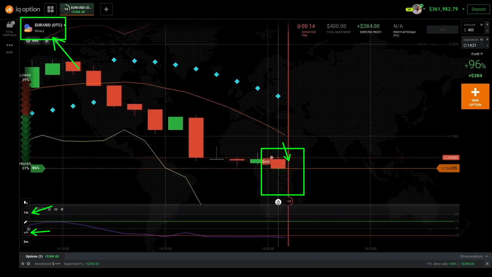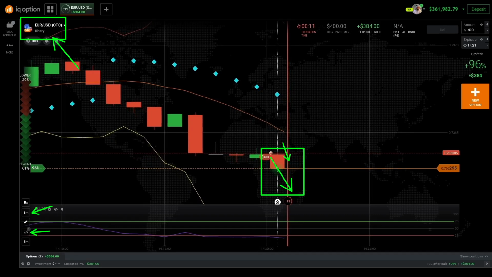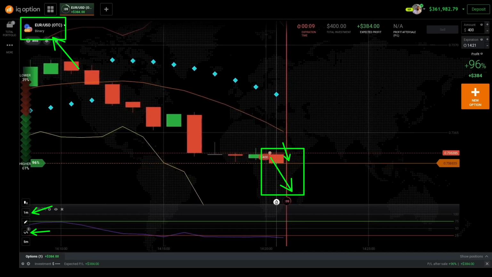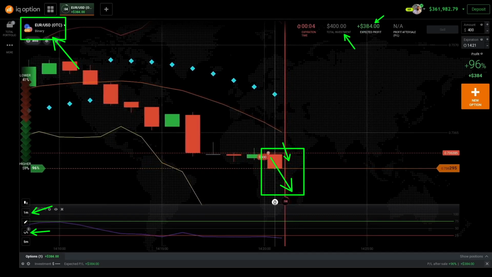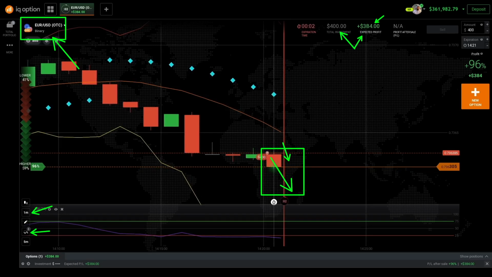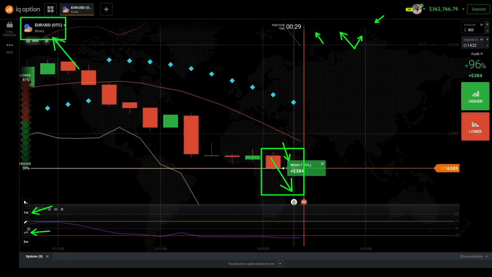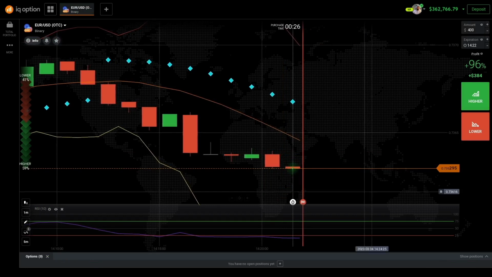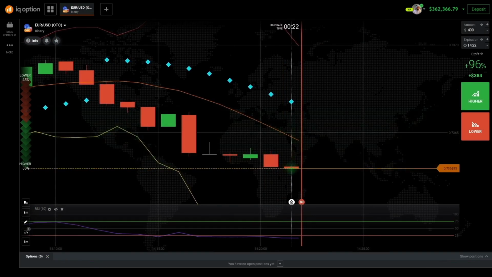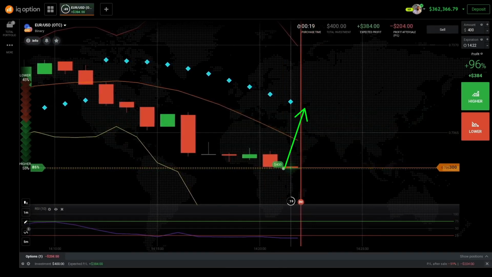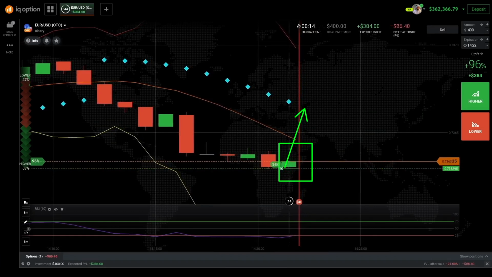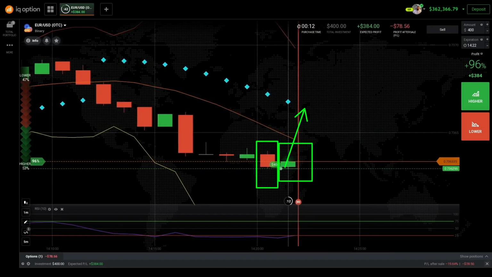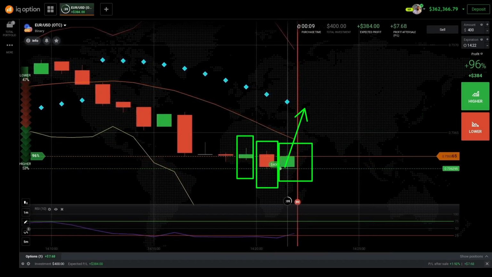Great. Yeah, let's see. Here the market is going down. I'm predicting that the market is going down. So just as expected, I invested $400 and I'm making, as you can see, $384. Let's open another trade. This one is going up. Great. This candle is expected to be a green candle. So I predict the exact color of this candle.